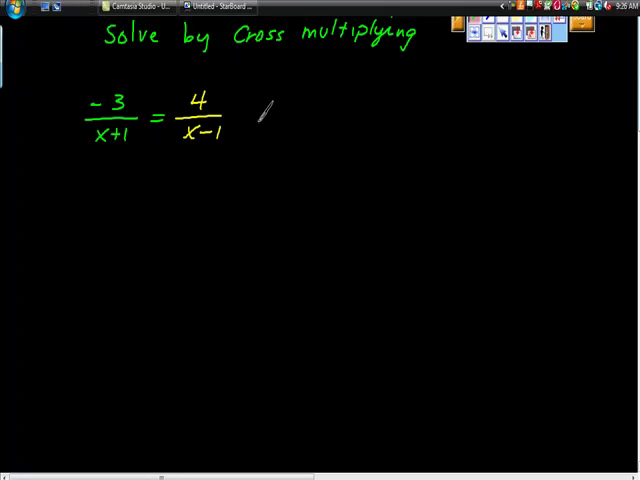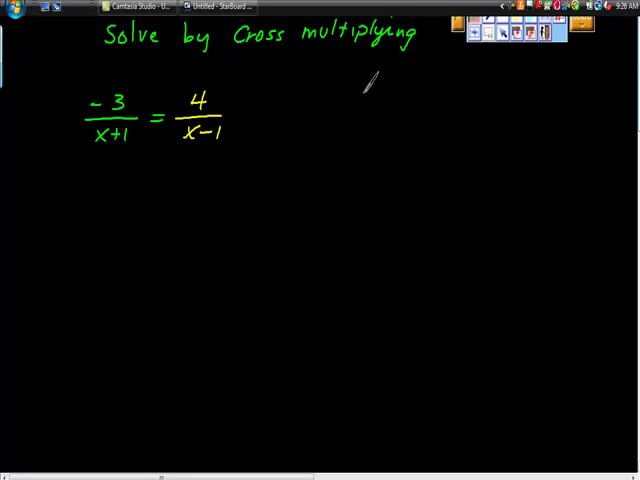So we're going to try to solve this rational equation by cross multiplying. How come we can use cross multiplication? Yeah, the question is, how come we're allowed to use cross multiplication? Why does cross multiplication work?